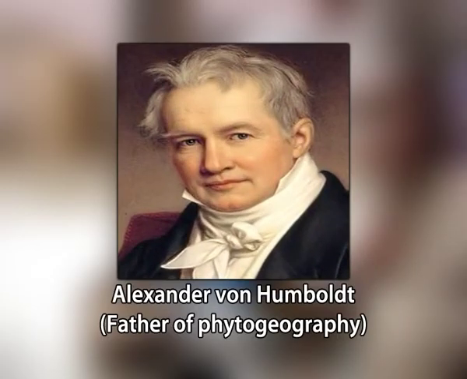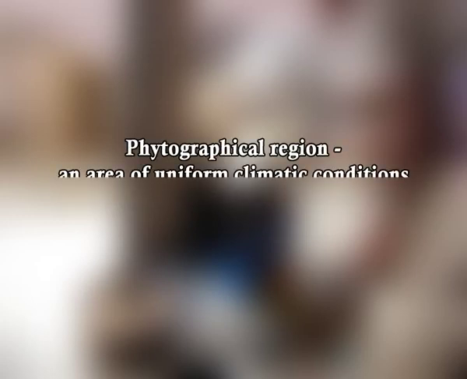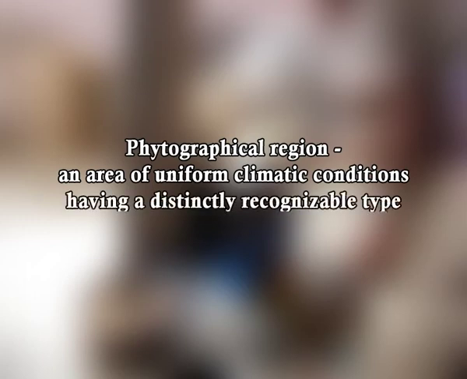One of the subject's earliest proponents was Prussian naturalist Alexander von Humboldt, who is often referred to as the father of phytogeography. Von Humboldt advocated a quantitative approach to phytogeography that has characterized modern plant geography. Phytogeographical regions of India. A phytogeographical region is defined as an area of uniform climatic conditions having a distinctly recognizable type of vegetation.